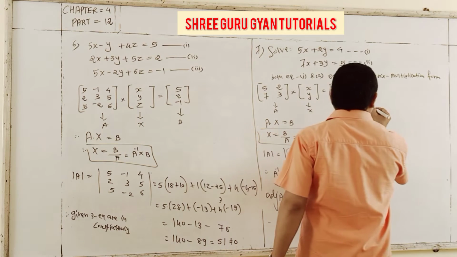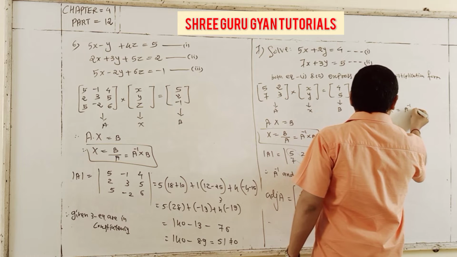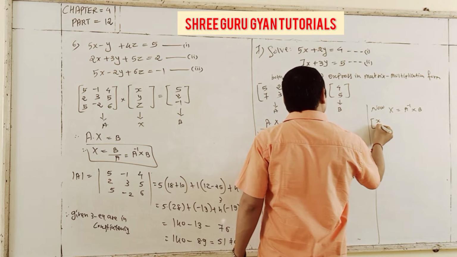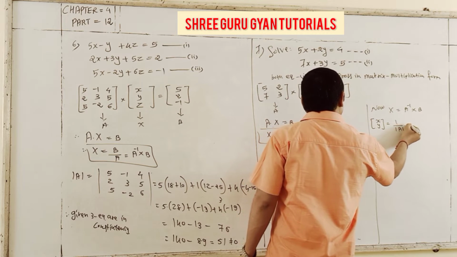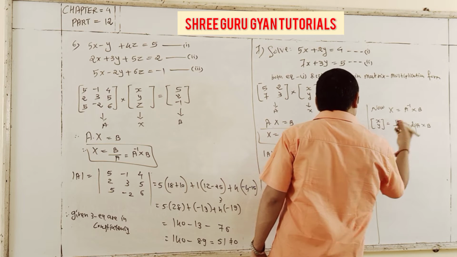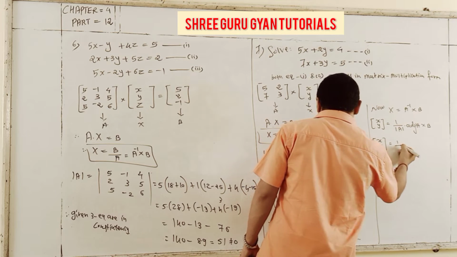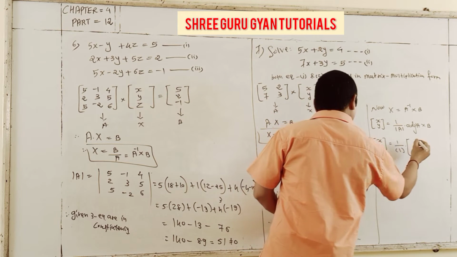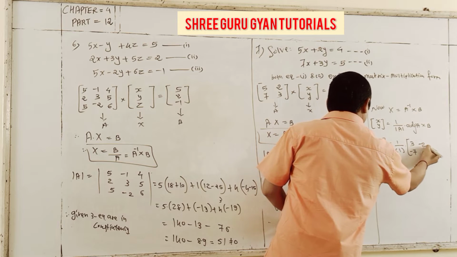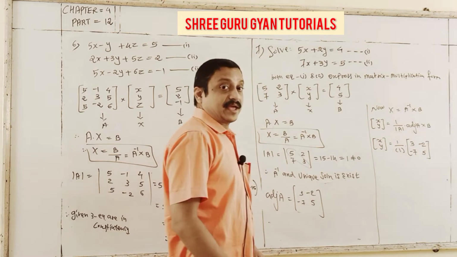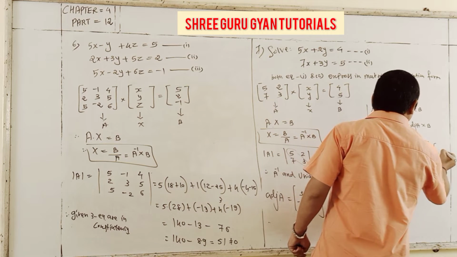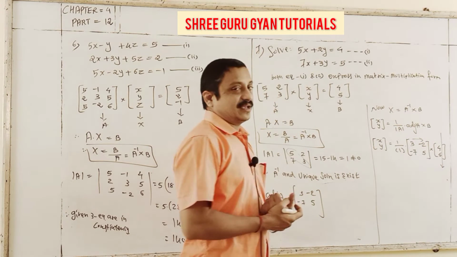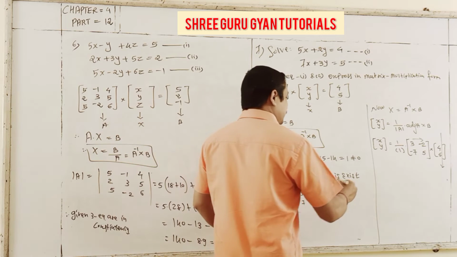So x is equal to A inverse times B, but A inverse I know. X, y is 1 by determinant A times adjoint of A times B. The determinant A is 1. Adjoint of A is 3, minus 7, minus 2, 5. And B matrix, students, this is known: B matrix is 4, 5. Now this row, this column, yes, 4, 5, just apply matrix multiplication.